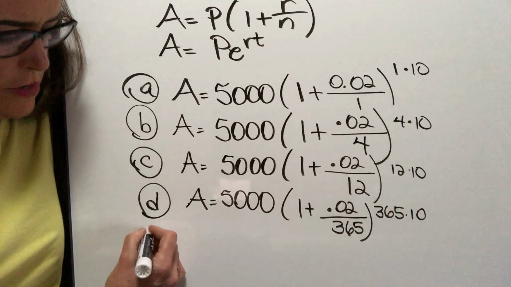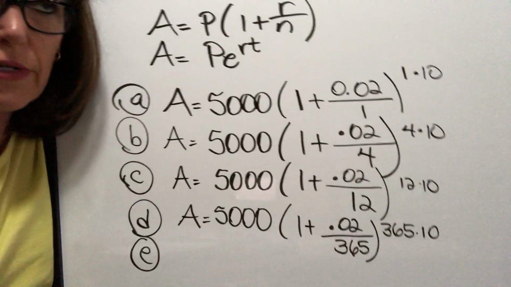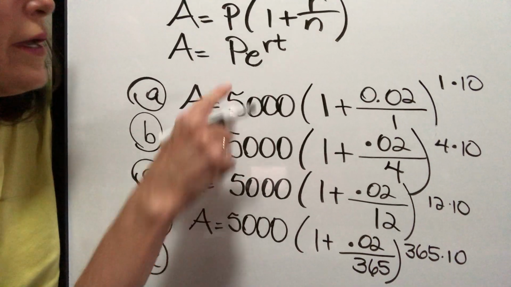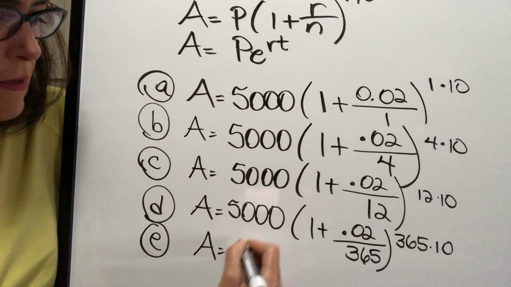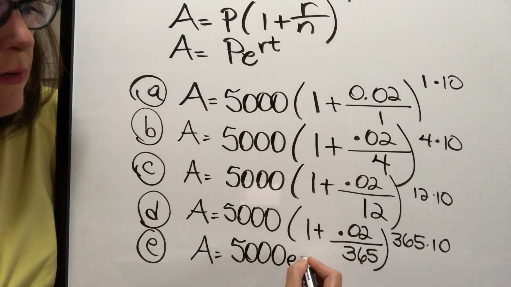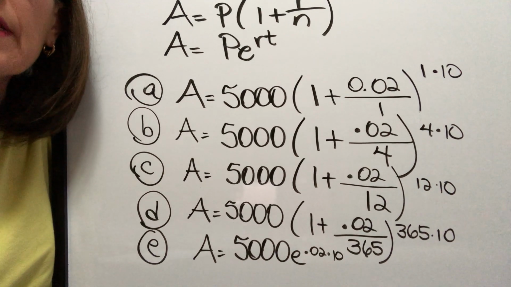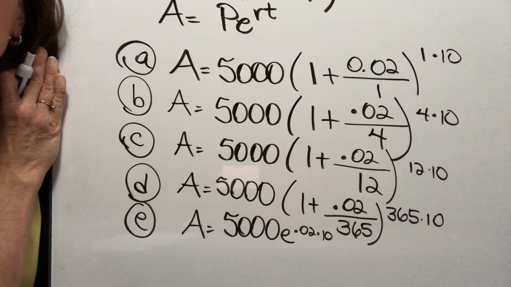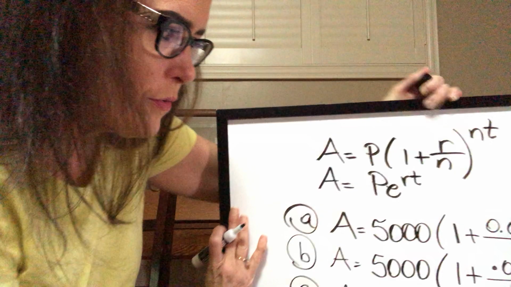Okay, and there's one more, and it says continuously. So if it ever says continuously, that just means they're going to do their interest over and over and over again. And you'll use the other formula containing the natural base E. So that one would be 5,000 E raised to the power of 0.02 times the number of years, 10. Okay, so these are going to be the things that we put in our calculator. So you might want to stop and catch up if you didn't quite yet, because I'm going to put this down and go to my calculator now.